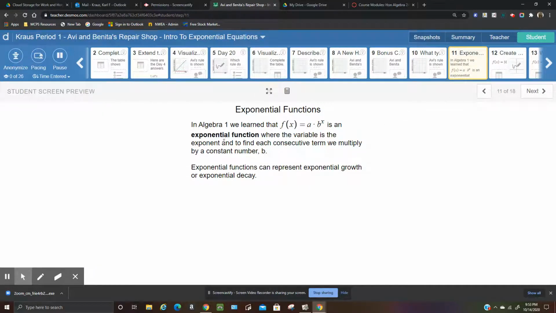In Algebra 1, you learned that an exponential function looks like this, where the variable is the exponent, and to find each consecutive term, we multiply by a constant number b. Exponential functions can be exponential growth or exponential decay. So we usually call this a, the initial value, and then b is the base here.